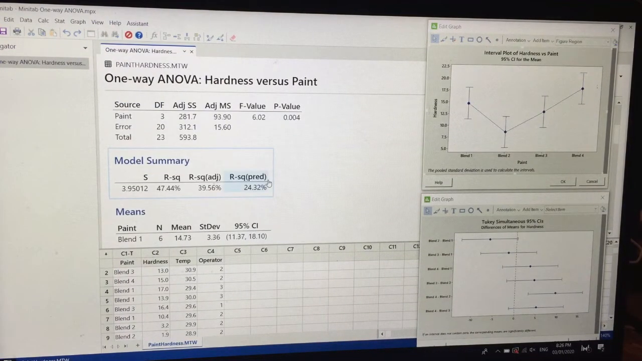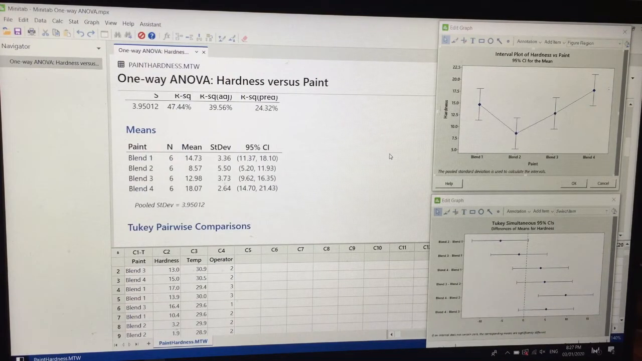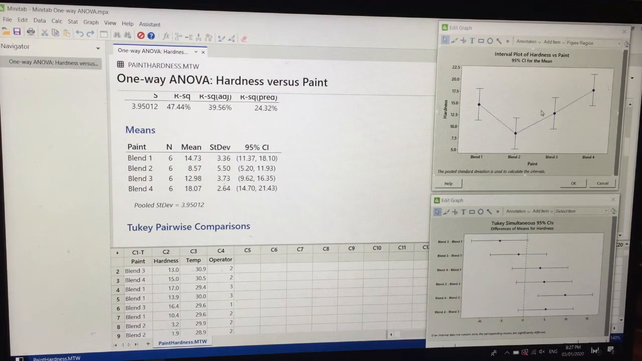In these results, the factor explains 47.44% of the variation in the response. S indicates that the standard deviation between the data points and the fitted values is approximately 3.95 units. Based on the breakdown of means among the different blends, Blend 2 has the lowest mean with a value of 8.57, and Blend 4 has the highest mean with a value of 18.07. Meanwhile, this is revealed in the interval plot. The lowest is in Blend 2 and the highest is in Blend 4.